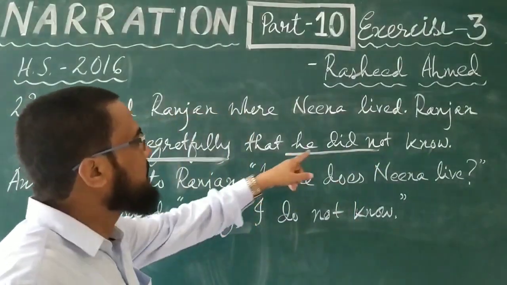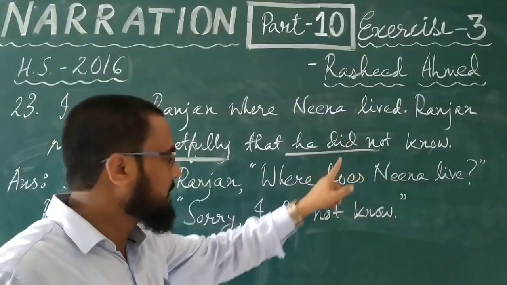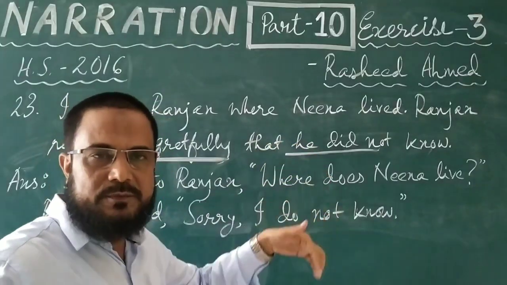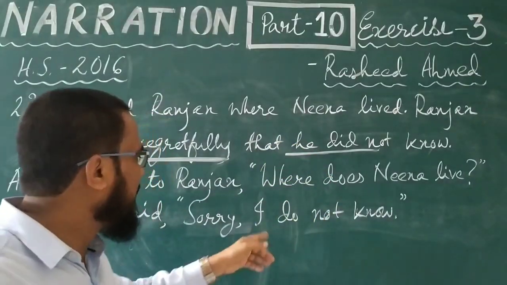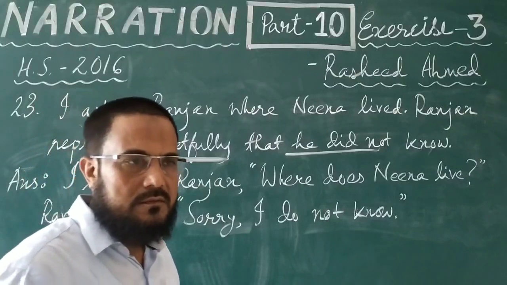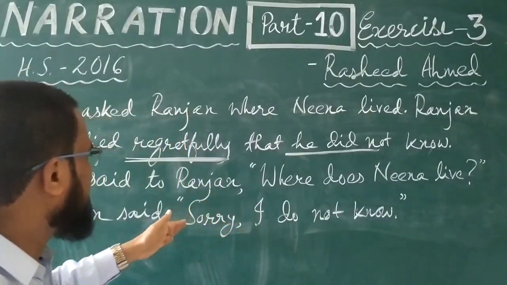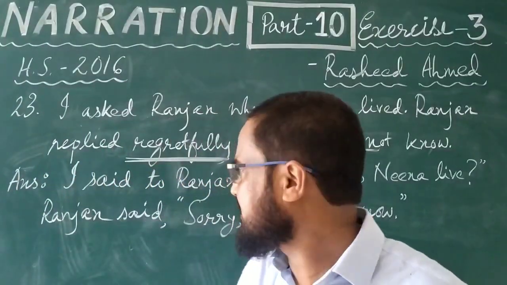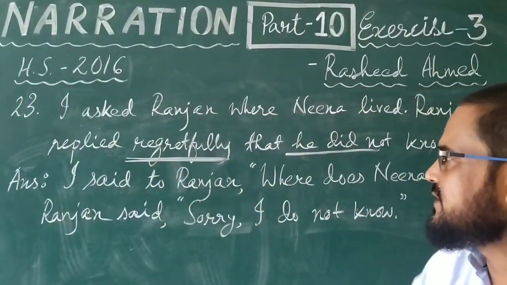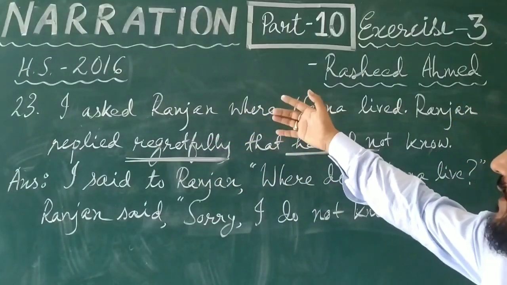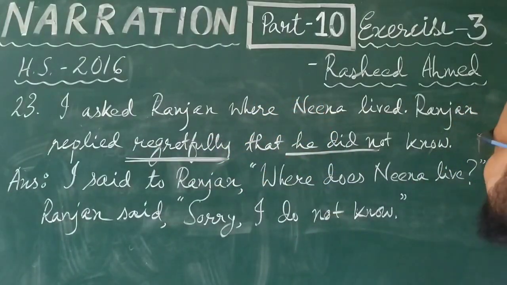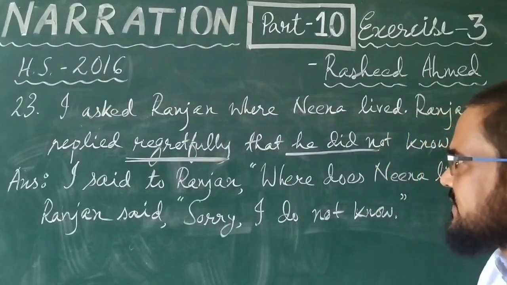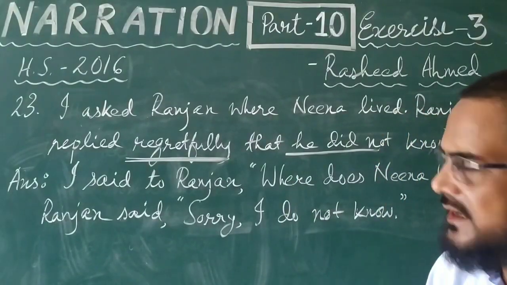That he did not know. This did not is simple past tense. In direct narration it was simple present tense. And he, there he is Ranjan, he was speaking in the first person, it will be I do not know. If you see the question in the reverse way, I said to Ranjan, where does Meena live? Ranjan said, sorry, I do not know. And then we change it into indirect, it will be the same sentence given above. I asked Ranjan where Meena lived. Ranjan replied regretfully that he did not know. This was the second question that came in 2016.